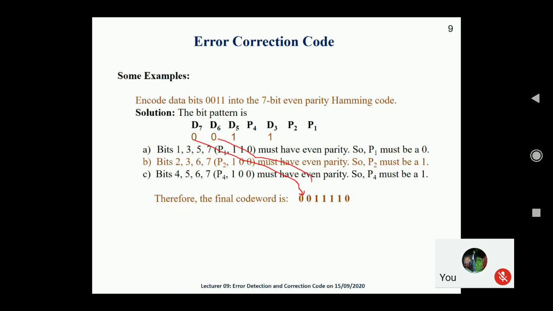D6 is D0. D5 is 1. Now what when P4? What is the value of P4? P4 is 1. So this one is P4. D3 is 1. So this one is 1.